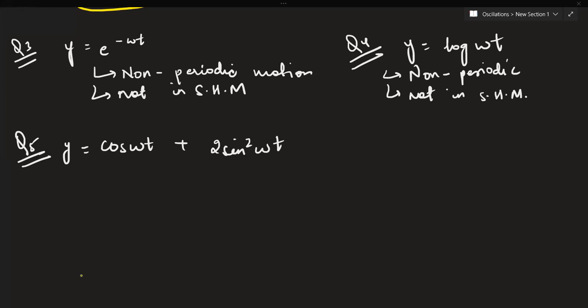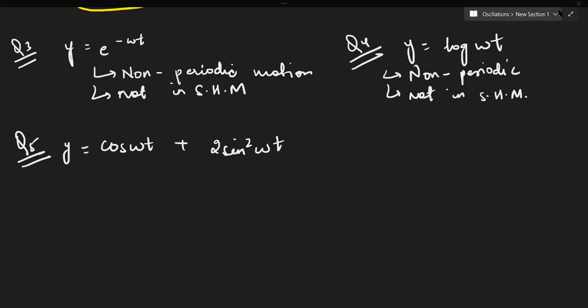See, one more thing that you have to know: in case of exponents, when exponential form is written, that is non-periodic motion. So ultimately it will be non-SHM. This is applicable in exponential form as well as in logarithm form. If you have any equation like y is equal to log omega t, the way I've written it over here, it will also be non-periodic and obviously non-SHM.